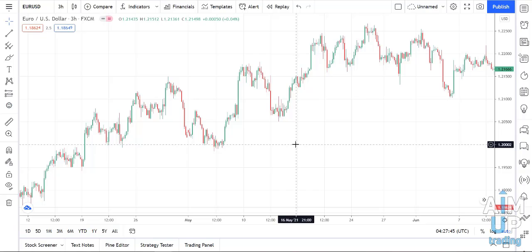In today's video, we would like to show you the RSI indicator. For the past couple weeks, we have had some people asking us about this indicator, and this is the reason why we decided to make this video.